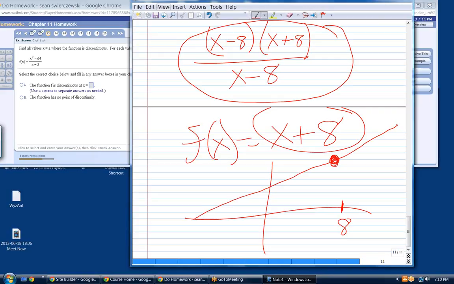But if you'll remember from pre-calculus, this has a hole at 8, which makes it discontinuous. I would not be able to draw this continuously. I'd have to pick up my pencil to go over that hole and then put it back down again.